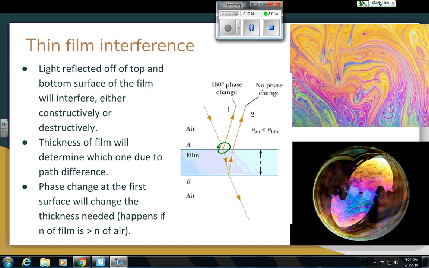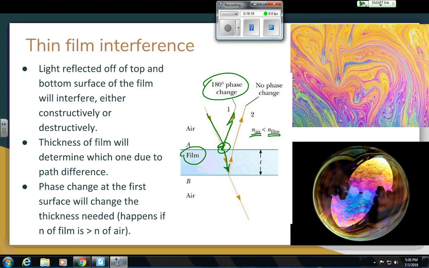Now, the little twist we have to throw at you is that when light, or any wave, hits a boundary, if the material it's going into has a greater index of refraction than what it's coming from, so in this case the film has a greater index of refraction than air, and you can tell that's happening because remember with our unit on refraction, when the light ray bends towards the normal, you know that this material has a larger index of refraction. If that's true, then the reflected ray will invert. We'll have a 180-degree phase change, okay?